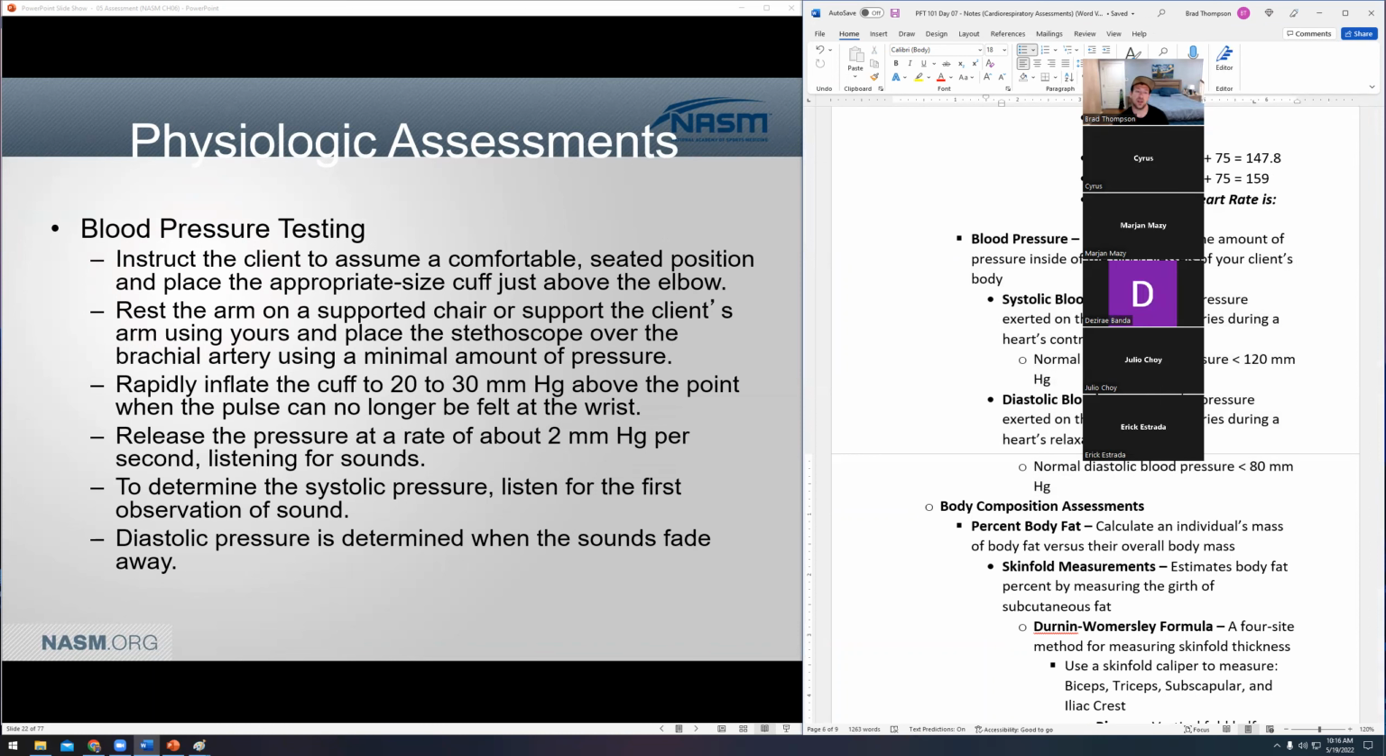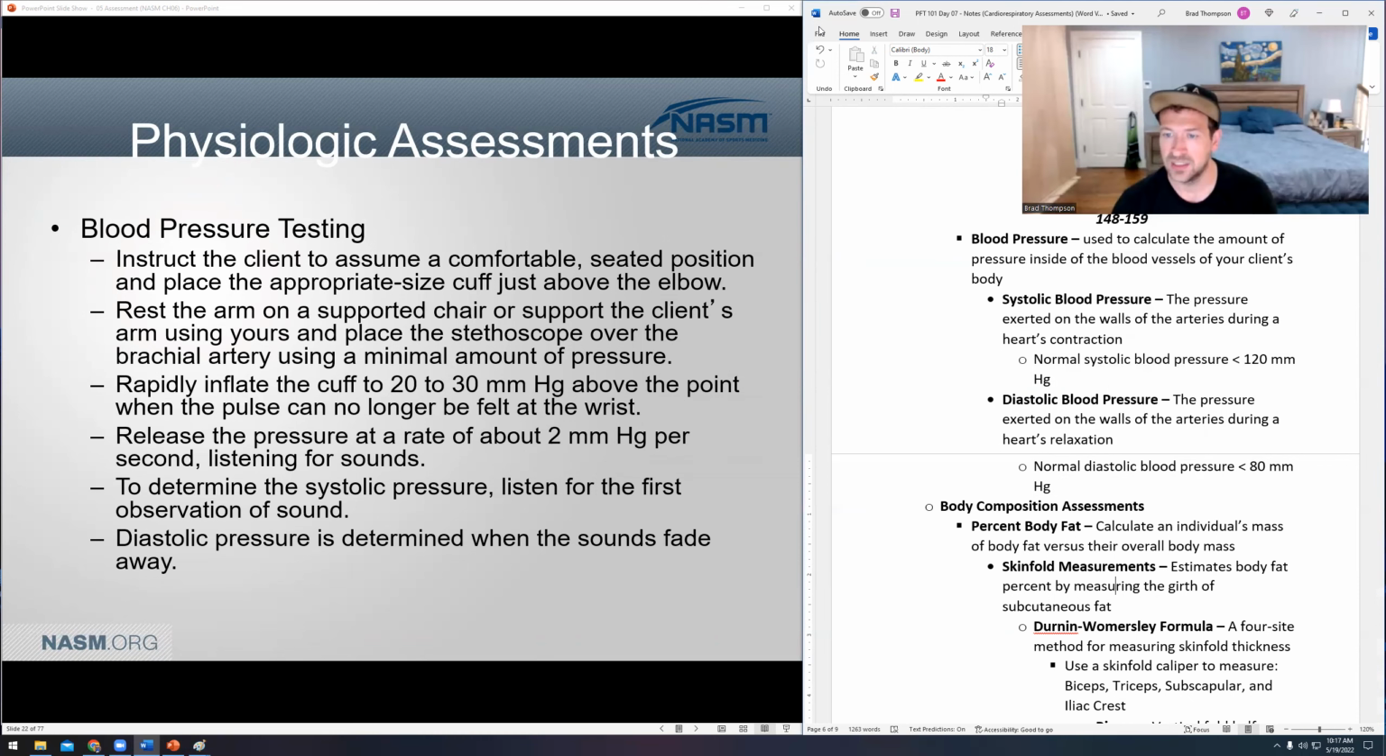Your blood pressure will go as high as like 300 while you're in the middle of a deadlift, because it's a very high pressure exercise. So we're not measuring this while we're exercising. We're talking about their passive, relaxed blood pressure. We don't want it to be higher than 140/90. If it is, that shows that our client has high blood pressure.